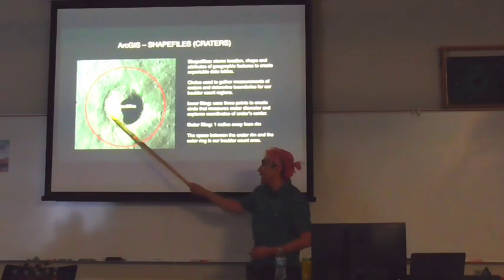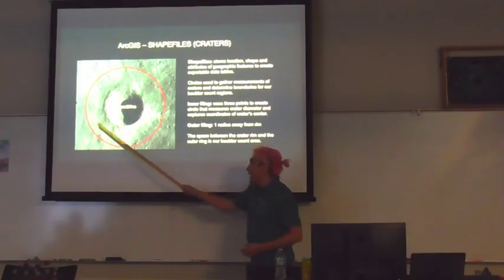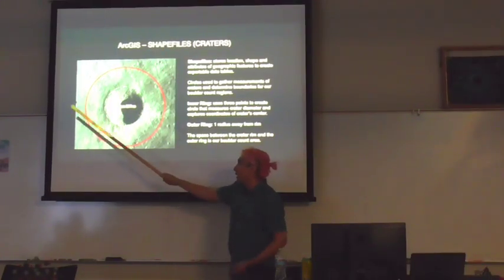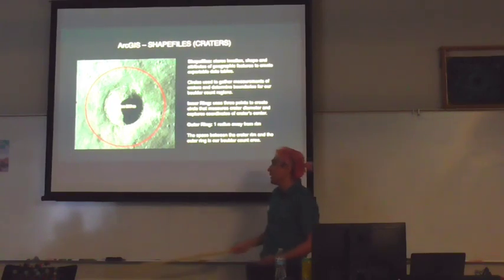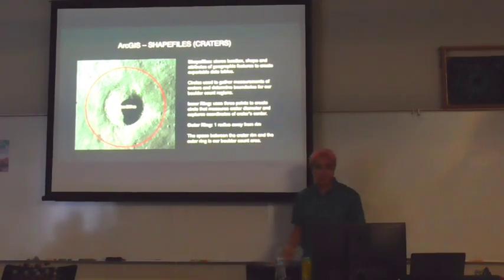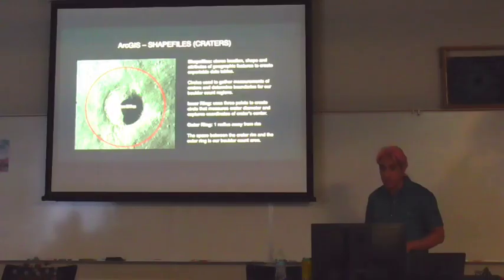So this inner ring is the crater itself. This would make the outer bounds of our crater count area, and everything in here and outside of the green lines, that's fair play. That's what we're looking at. That's what we're going to be counting.